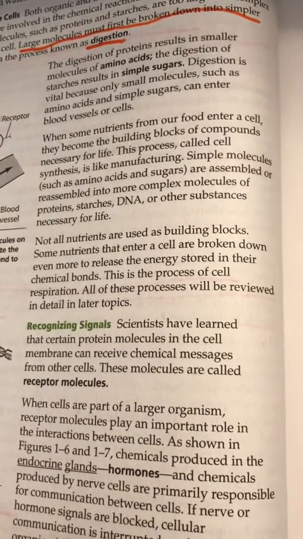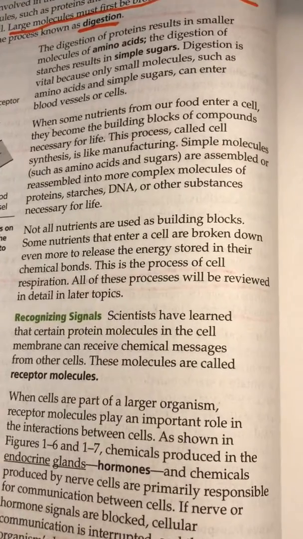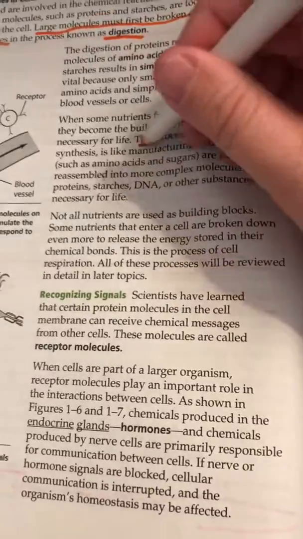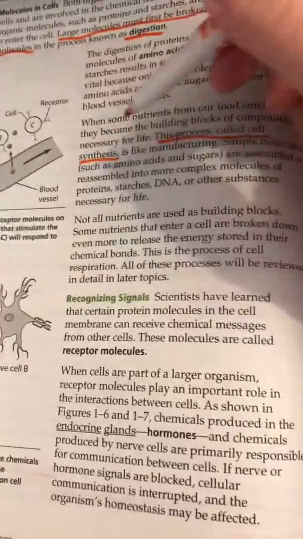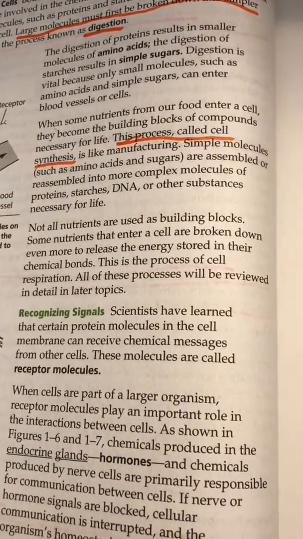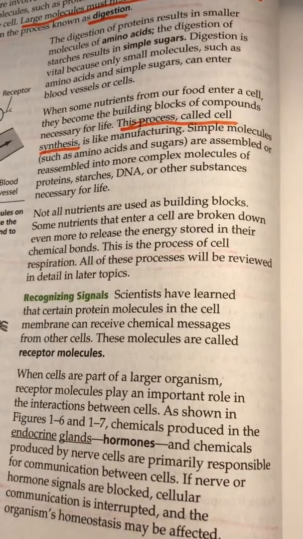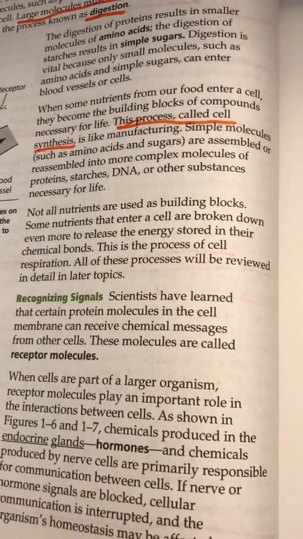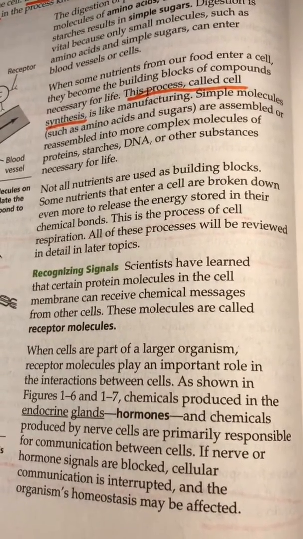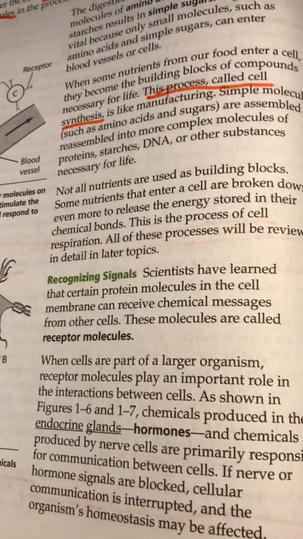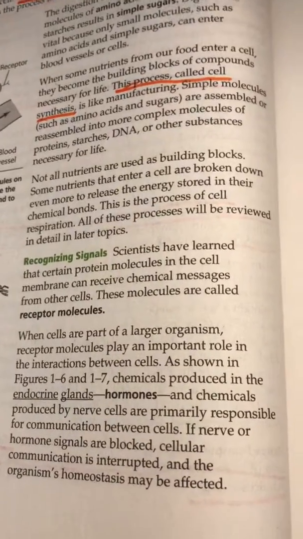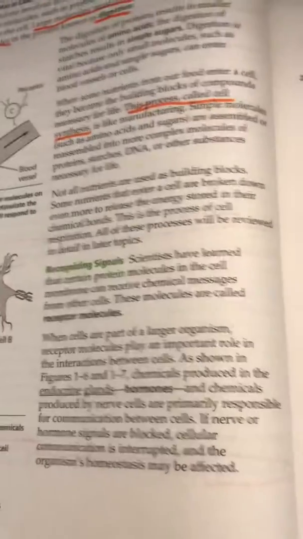When some nutrients from our food enter a cell, they become the building blocks of compounds necessary for life. This process, called cellular synthesis, is like manufacturing. Simple molecules such as amino acids and sugars are assembled or reassembled into more complex molecules of protein, starches, DNA, or other substances necessary for life. Not all nutrients are used as building blocks. Some nutrients that enter a cell are broken down even more to release the energy stored in their chemical bonds. This is a process of cellular respiration. All of these processes will be reviewed in detail in later topics.